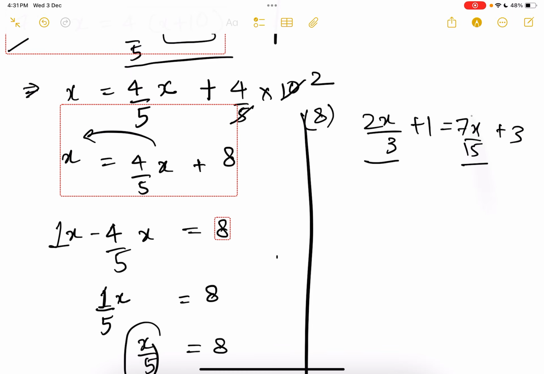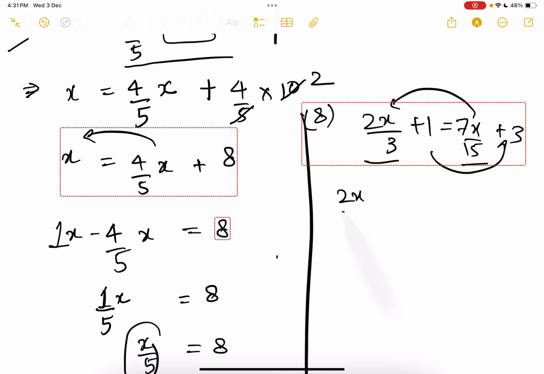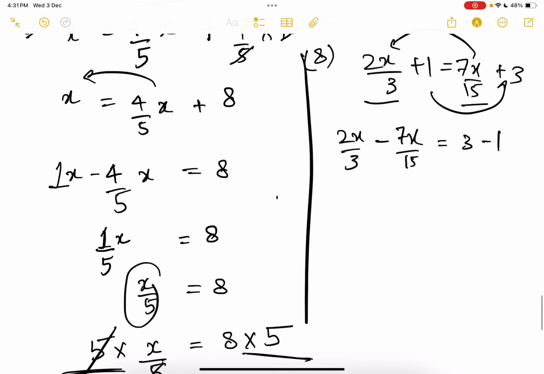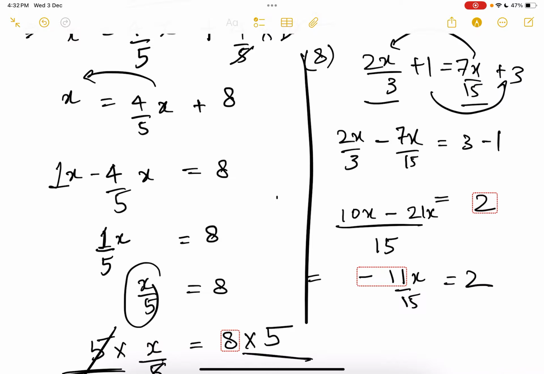Now see, this is an x term, this is an x term, this can go here, this can go here. 2x by 3 minus 7x by 15 is equal to x minus 3 minus 1, so this is equal to 2. 3 minus 1 is 2. What is this? Don't consider x, take LCM. 2 by 3 minus 7 by 15. What will be the LCM? 15. Then you can quickly solve it. It will be 10x, x you just copy it. Minus 21x. So 10x minus 21x, what is 10 minus 21? It is minus 11. So minus 11x by 15 is equal to 2.